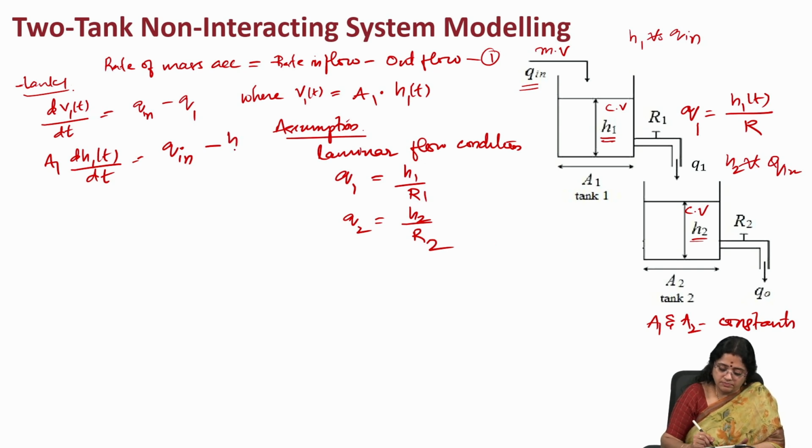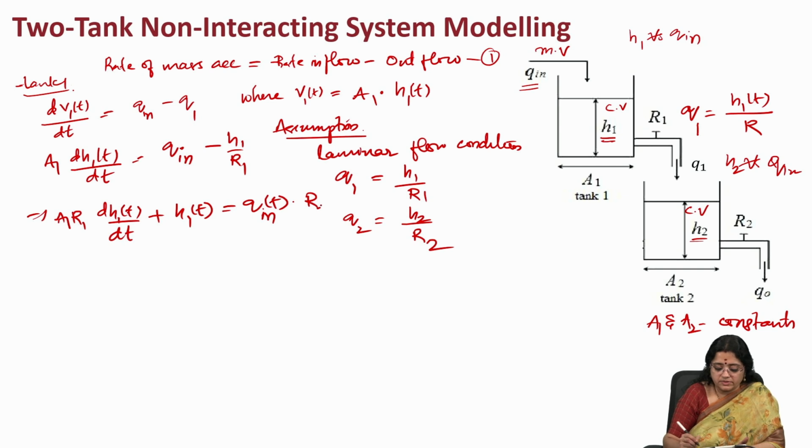So we will substitute this one here, H1/R1. This becomes A1 R1 dH1(t)/dt. I am bringing all the H1 terms to the left. Plus H1(t) is equal to Q in(t) multiplied by R1. Because this is a linear differential equation, we can apply Laplace transformation.